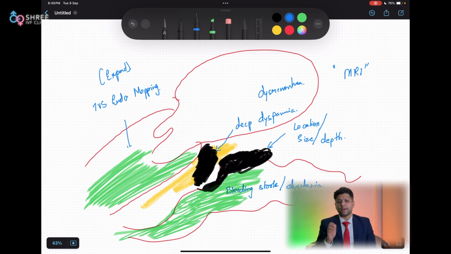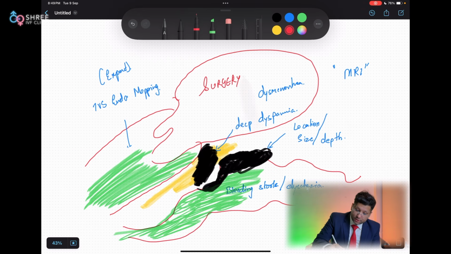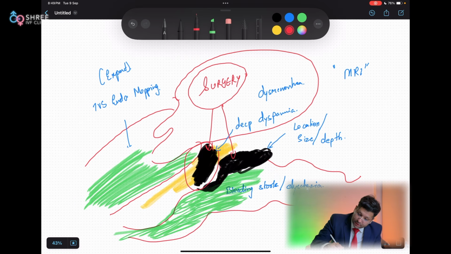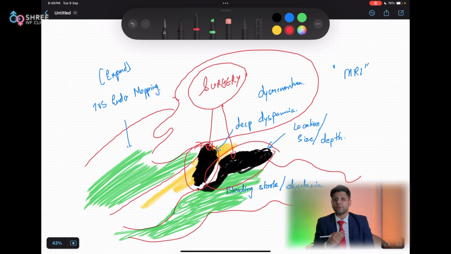As a patient, before I conclude, remember one thing: when you have a bowel endometriosis, the only option you have is to get surgery done. There is no medical management which is available for all these deep nodules. I'm going to explain to you how, why in my subsequent video.